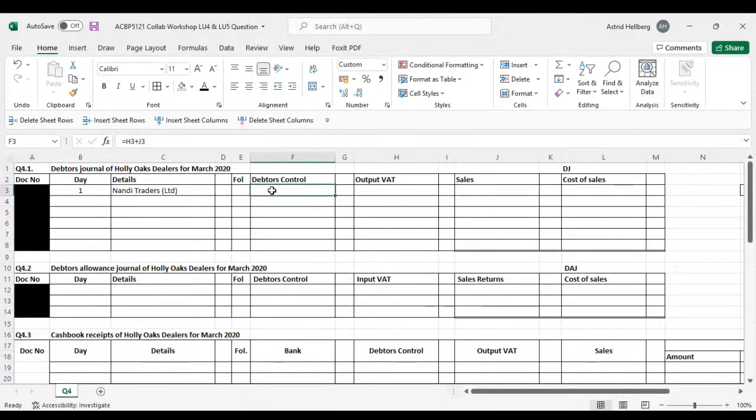So we say debtors control, we have to multiply with 1.15 or 115 over 100 to work out the debtors control. Now, that means the sales amount, which is our VAT exclusive amount, would be the 45,000, and the output VAT that we would raise is the 45,000 times 15%. Now, how do we calculate the cost of sales that we need to complete in there?